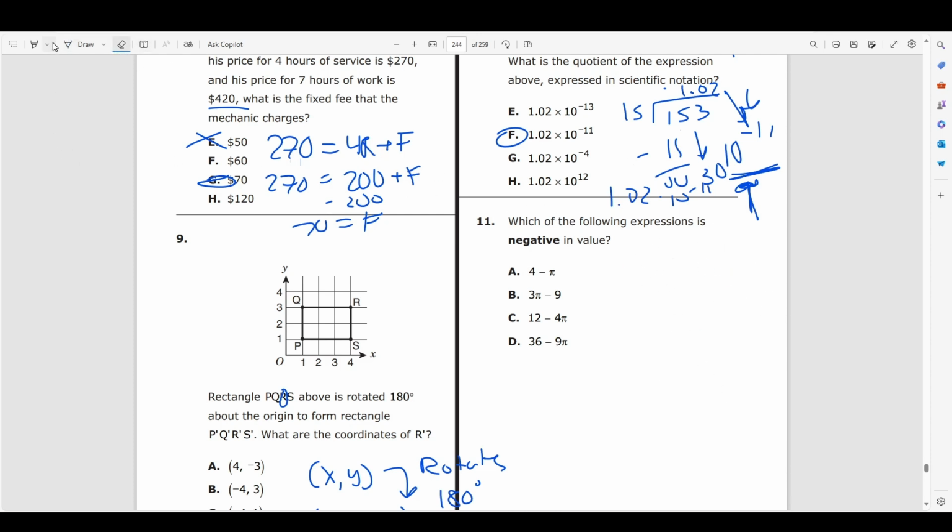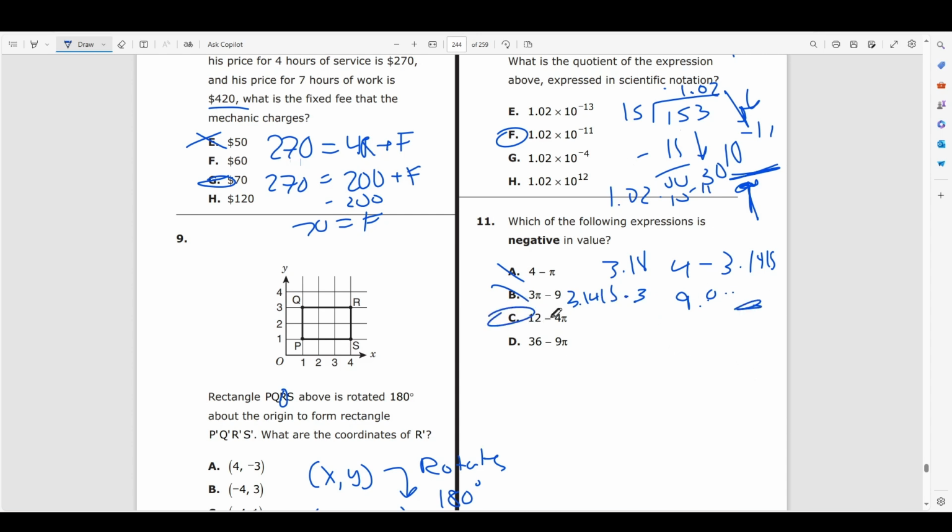4 is wrong because 4 is positive. Pi is equal to 3.14. So 4 minus 3.141519, whatever, you're still going to be left with a positive decimal. 3 pi minus 9 is also going to be positive because you're multiplying 3.1415 times 3. So that's going to give you 9 and then some decimal point. So if you subtract that, you're still going to be left with the decimal point.